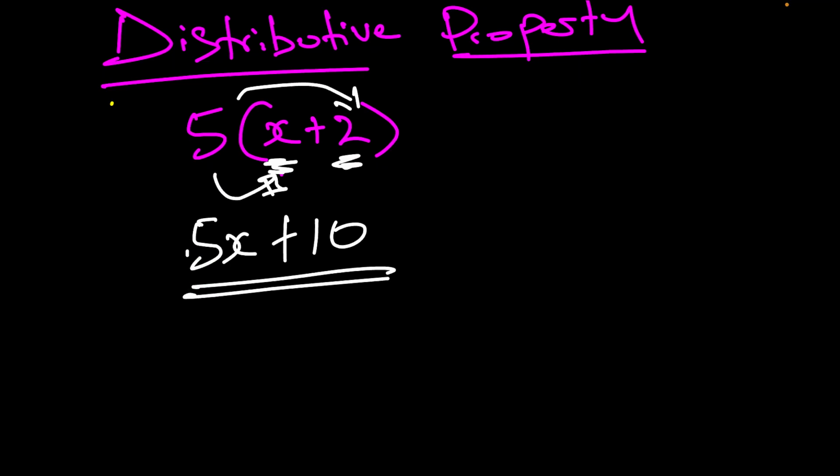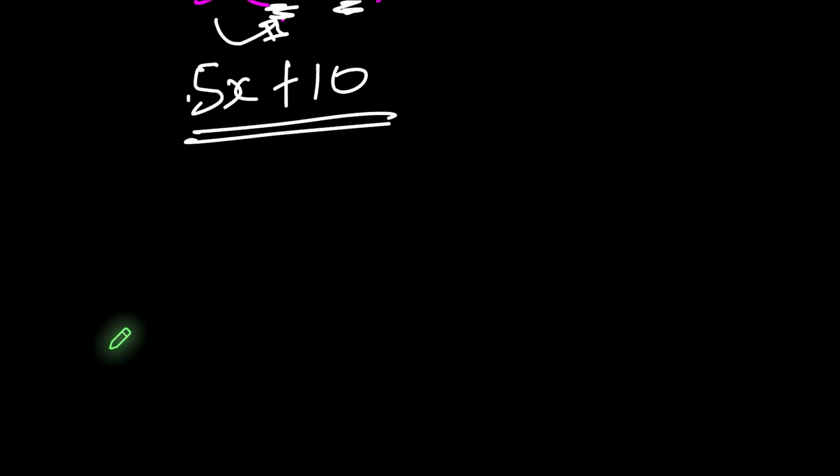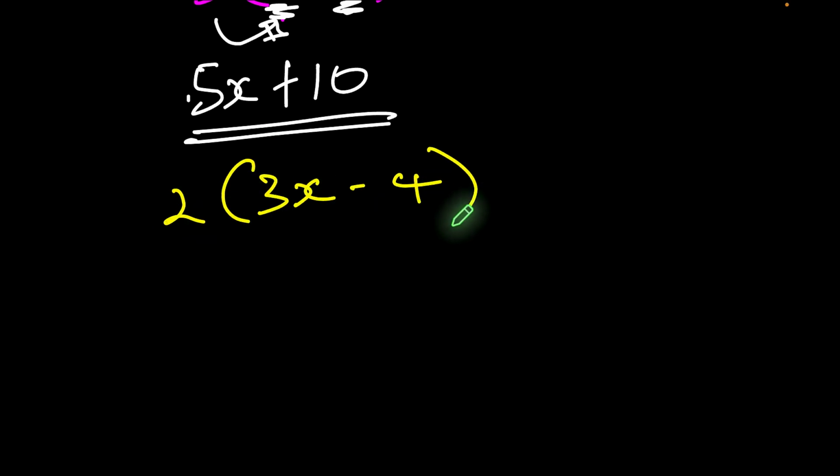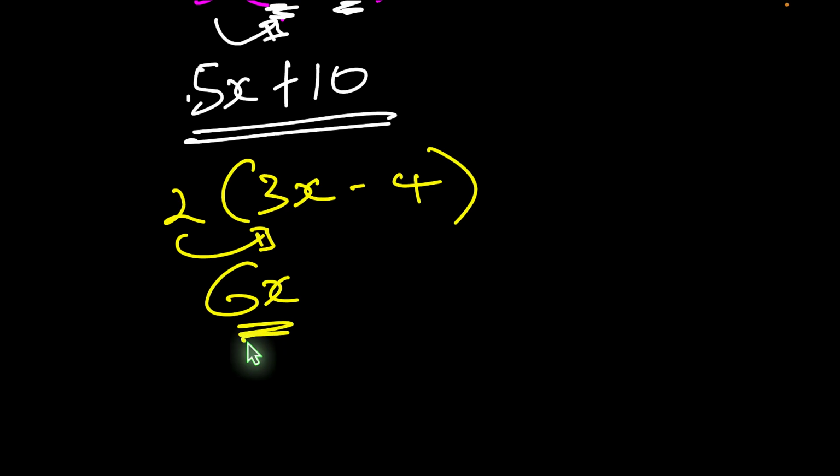So let's do another one, building on this as we go. So let's say we have 2 multiplied by 3x minus 4. So once again, we have to do 2 multiplied by 3x, and that gives us 6x. So 2 times 3 is 6, and because it's 3x, it's 2 times 3 lots of x's. So we have 6 lots of x's.